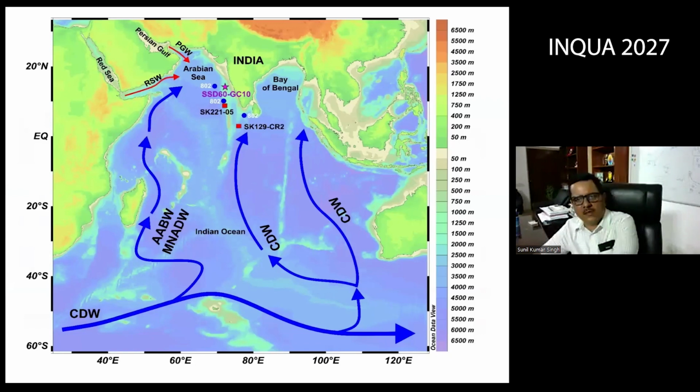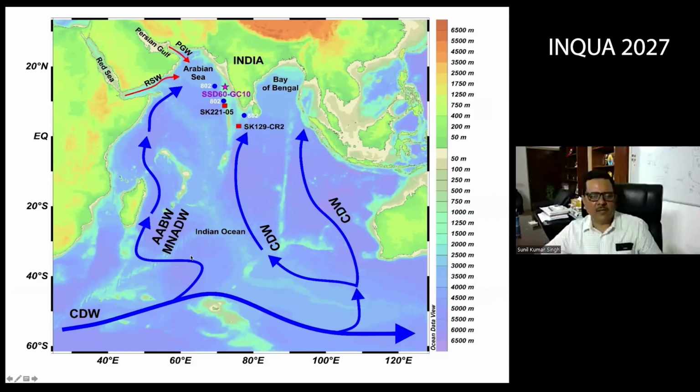Now, in the Indian Ocean, the formation of different water masses and how they travel in the Indian Ocean is not very, very clear. So till now, whatever we know is that the circumpolar deep water, which is around the Antarctica, is revolving.